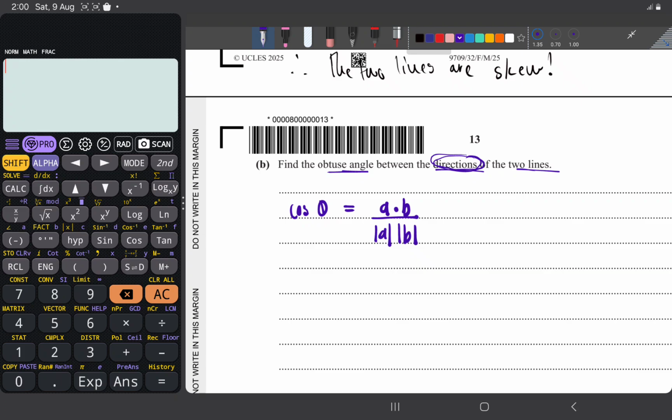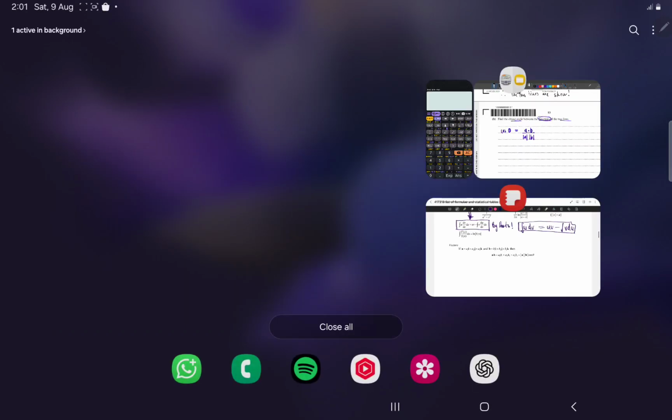Now, to get the modulus of A times the modulus of B, you just get the modulus. You square and then you add, and at the end you get the square root, and that's what you do until you get theta. It's so easy. Cos theta is A dot B over the modulus of A times the modulus of B. Let me show you in MF19 under vectors where this formula comes from.